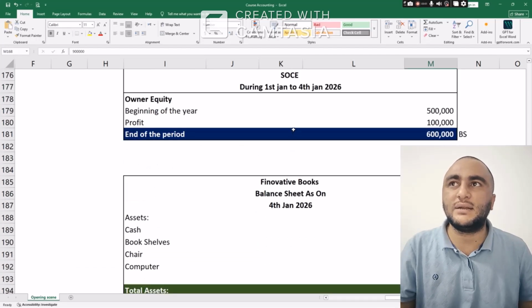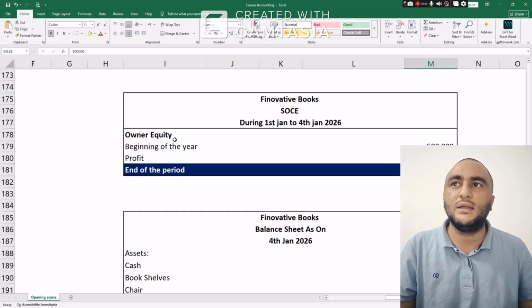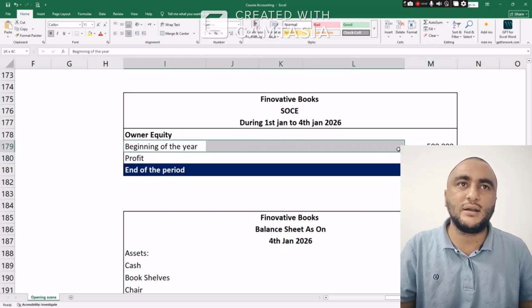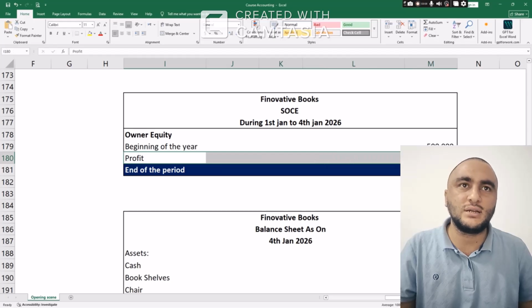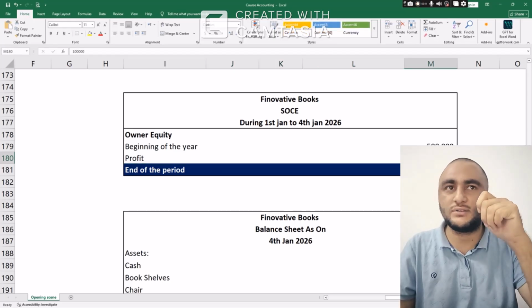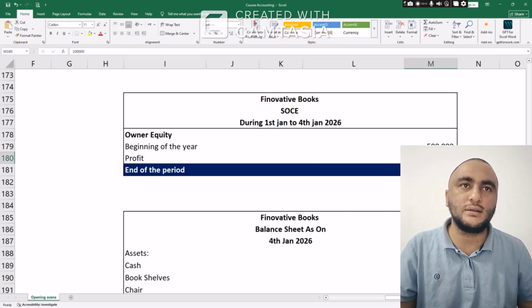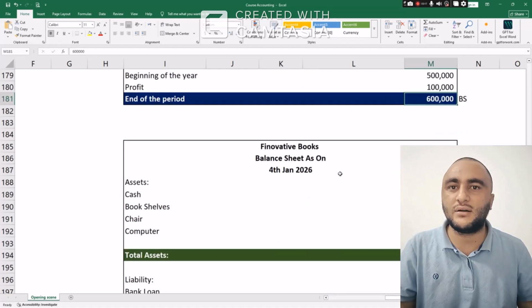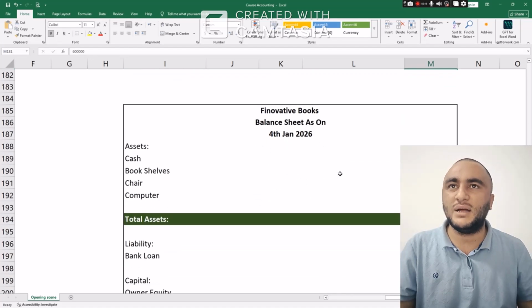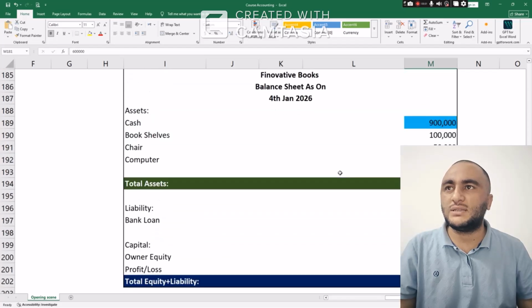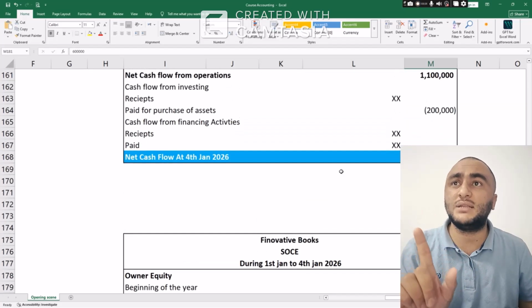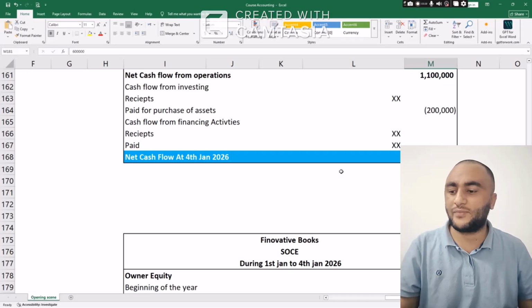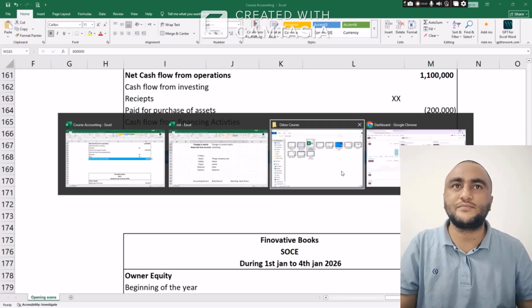And in the statement of changes in equity, at the beginning of year, owner equity was 500,000. We made profit during the year 100,000. So profit goes to owners, and 600,000 we got in total at the end of the period, or at the end of the month. So this was our basic financial statements. Same these statements we should get in Odoo. So let's go to Odoo.